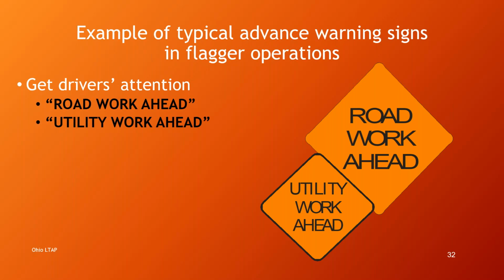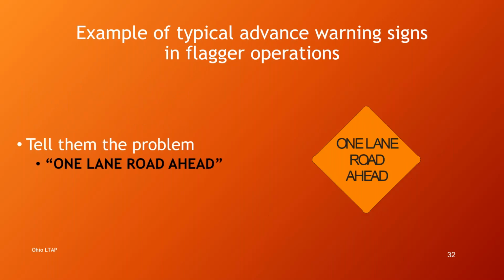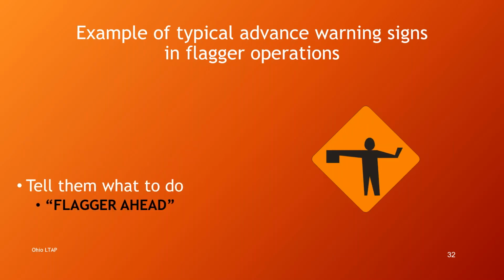If you work for a utility company or the utilities department of your local government, then you can also use the utility work ahead sign. The second sign that the motorist sees is the one-lane road ahead sign. And then the third sign in a typical flagger operation is the flagger symbol sign. The old sign used to say flagger ahead, but within the last 10 years, they've made it a standard to use the symbol instead of the words.